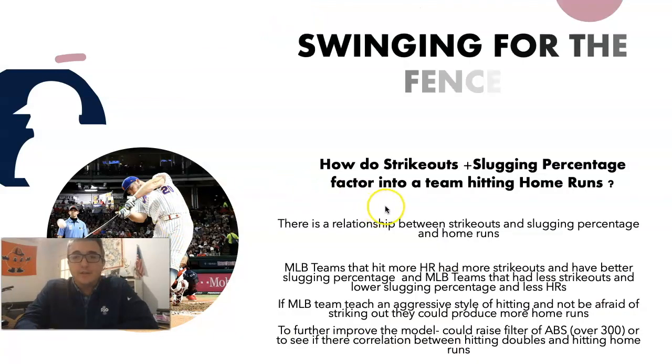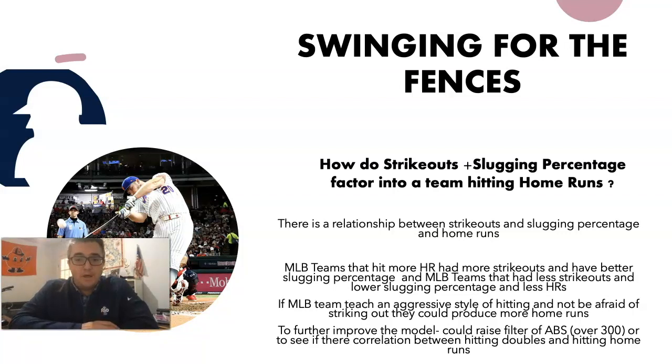That led us to the following conclusion. How did strikeouts plus slugging percentage factor into a team hitting home runs? We found that there's a relationship between strikeouts and slugging percentage and home runs. The major league teams that hit the most home runs had more strikeouts and better slugging percentages. The major league teams that had fewer strikeouts and lower slugging percentages had fewer home runs.